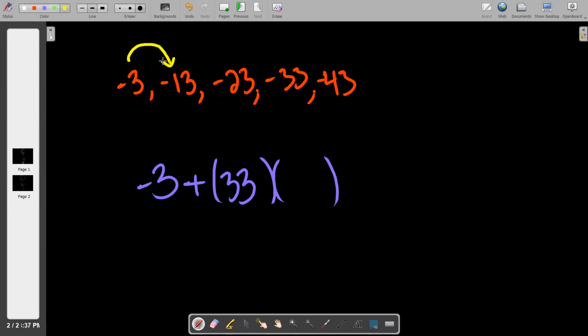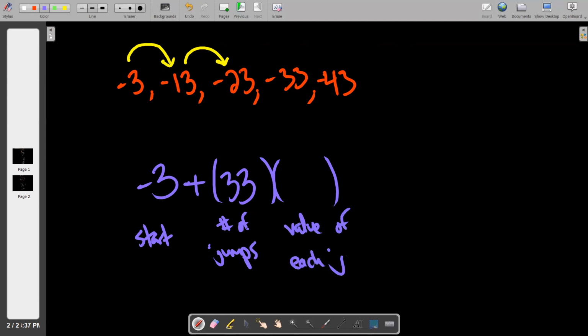Look up at the TV. How did this become this? Oh, you subtracted by 10. How did this become this? Subtracted by 10. So when I ask what's happening each time, every time you do a step, you're taking away 10. We just have to do 33 of those steps, which is what calculators are for. So before you type it in, put it on your paper. We started at -3. The number of jumps is 33. And the value of each jump is -10.